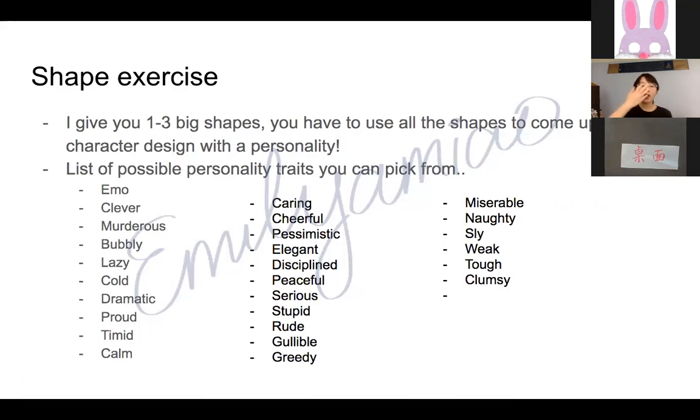And what this is is a shape exercise. Like last class, I gave you guys the choice of 4 different types of lines of motion, and you picked one of these lines to come up with a pose. This time I will give you 4 choices of different shapes, and you have to use the shapes to come up with a character design that has a personality. You have to pick your personality before you come up with your character design, okay?